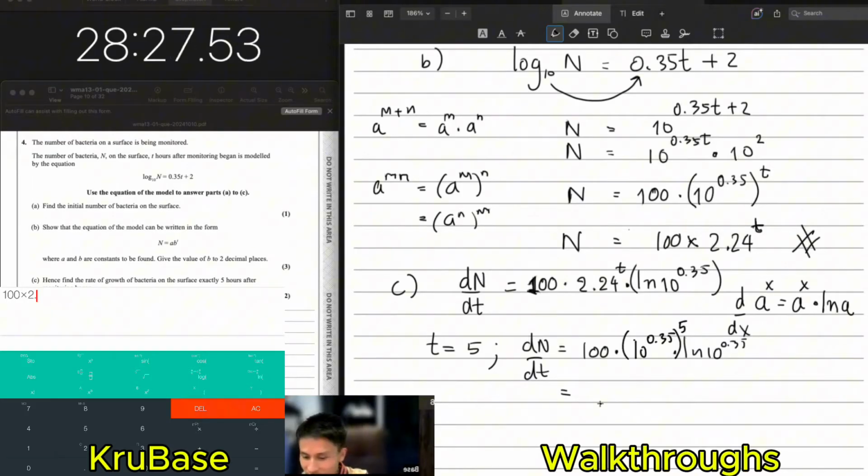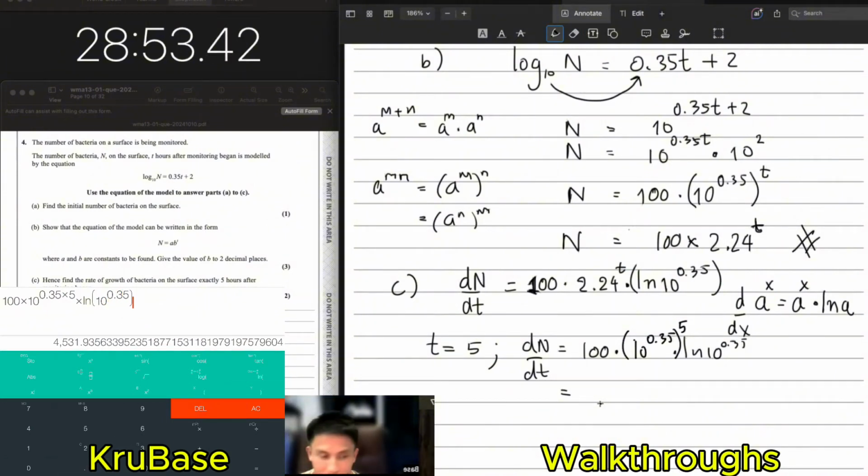All right. So 100 times 10 to the, so 0.35 times 5 there, because we can bring 5 down to multiply with that. And then times ln. This time I have a ln. And then 10 to the 0.35 there. I think I got everything there. Just checking. All right. So I have 4,500.